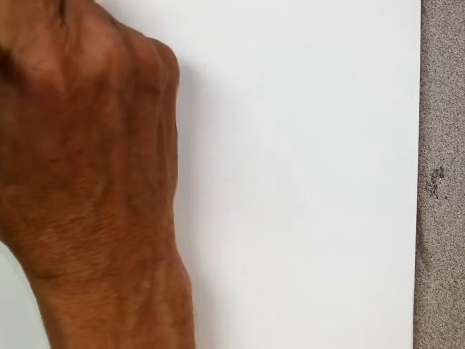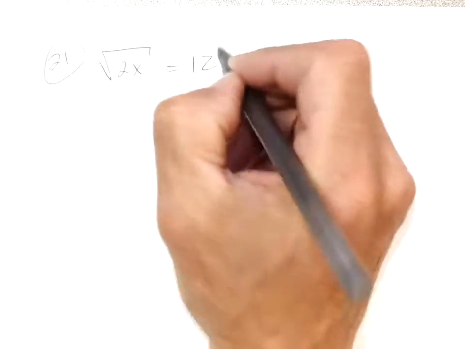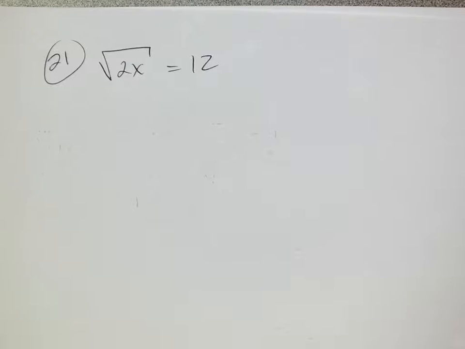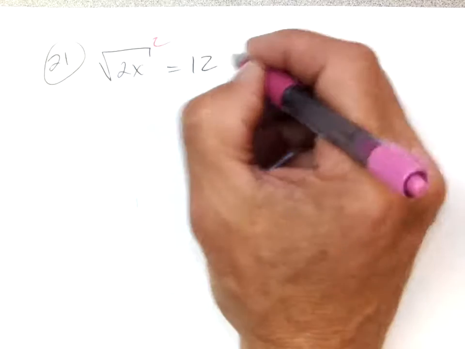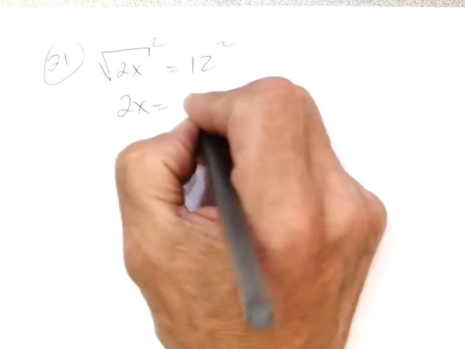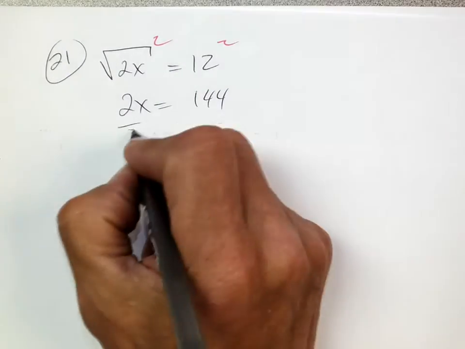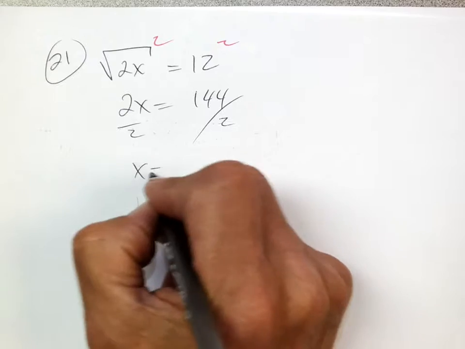All right, let's check it out. Let's do the next one, okay? Number 21. Can you see that? No, no, you can't. Okay, 21, there it is. So 21 is the square root of 2x equals 12. Okay, what are we going to do? Square it, right? Because the square root cancels the square root, and then I'm left with 2x equals 144, right? And then divide by 2. 72, I think, is the answer.